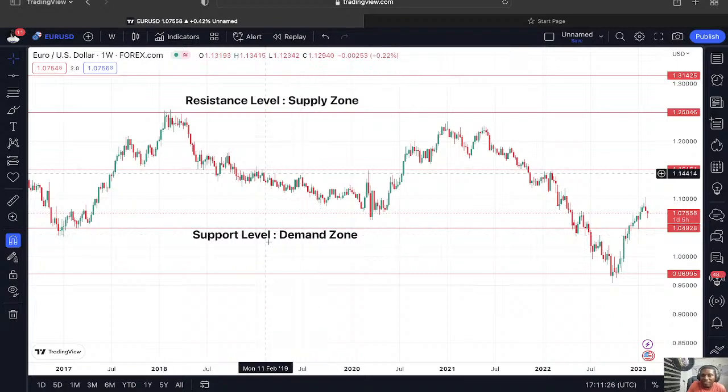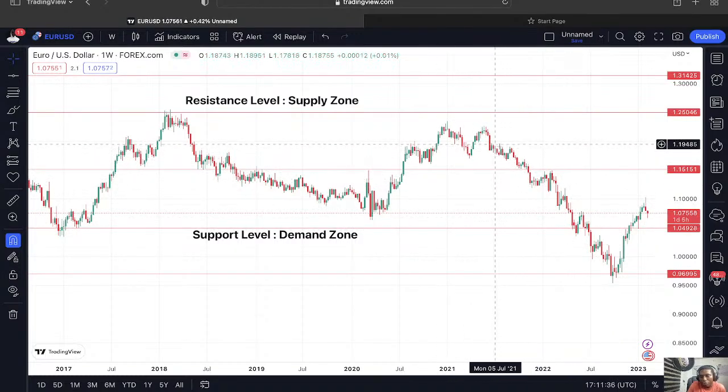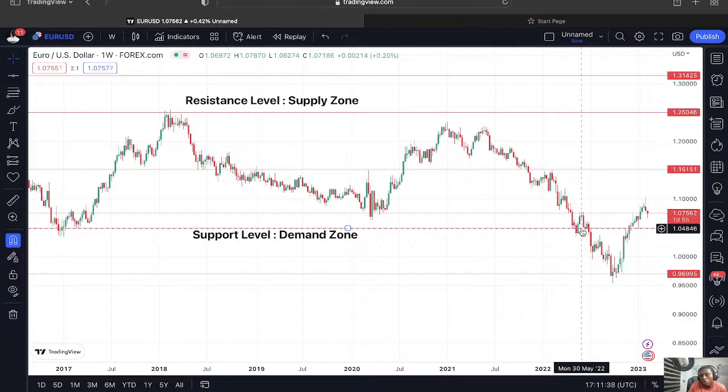Now these are very, very important zones. Okay, good. So now we can see that price at this level had broken out of this support level, and then price broke back into that support level, which makes this breakout a fake breakout. Then price broke out and came back into that supply level again.